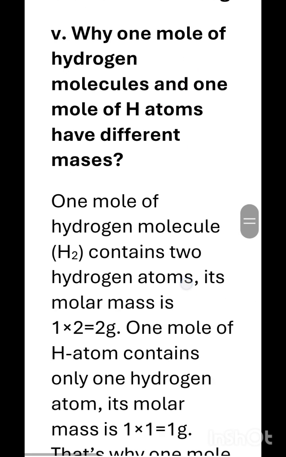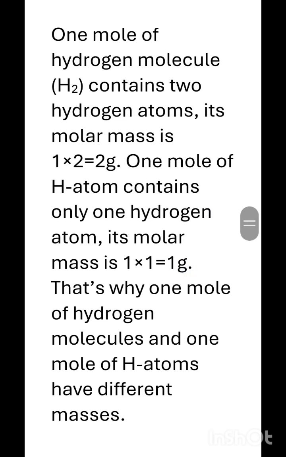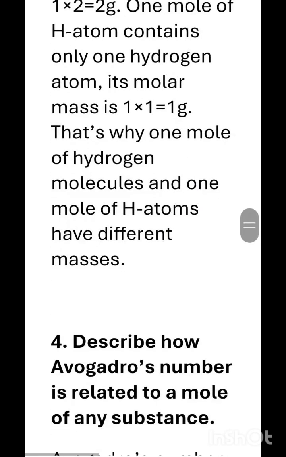Now question number 5, why do 1 mole of hydrogen molecules and 1 mole of hydrogen atoms have different masses? So it's kind of a logical justification question. 1 mole of hydrogen molecules, the formula is H2, so it contains 2 atoms. That's why the molar mass is multiplied by 2, which will give you 2 gram, or more precisely, if you are using 1.008, you will get 2.016 gram. Whereas 1 mole of hydrogen atoms only has a single hydrogen atom, so it will simply give you the answer of 1 or 1.008 gram. So that's why they have different masses.